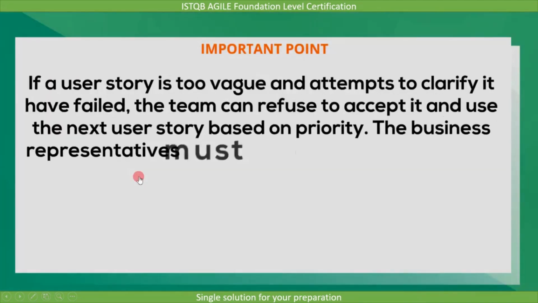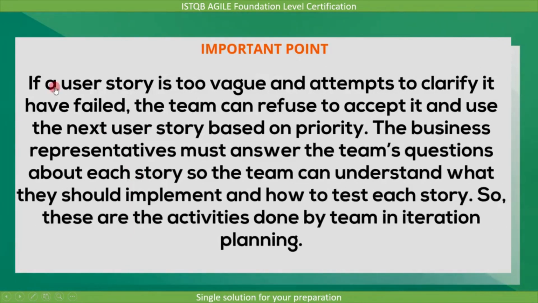Now let's go through some important points. If a user story is too vague and attempts to clarify it have failed, the team can refuse to accept it and use the next user story based on priority. The business representatives must answer the team's questions about each story so the team can understand what they should implement and how to test each story. So these are the activities done by the team in iteration planning.